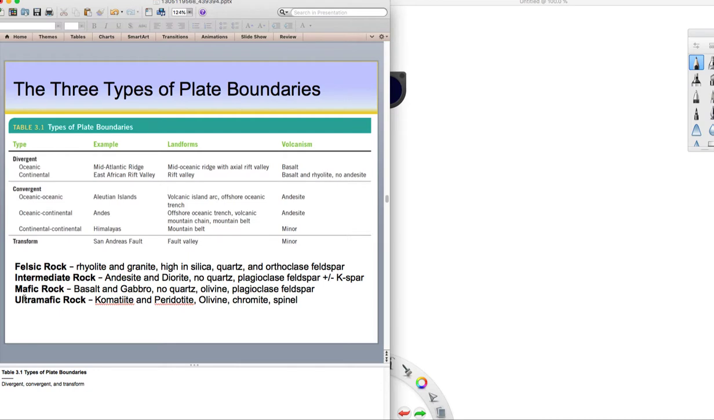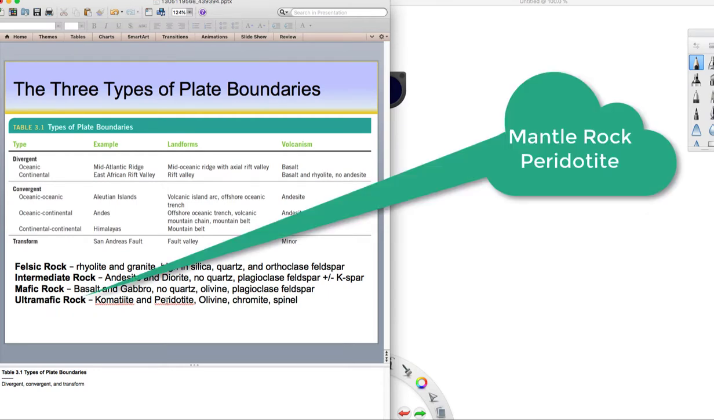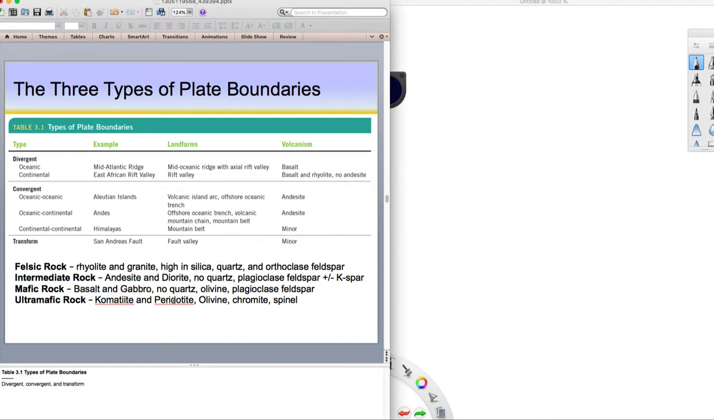Now, one more type of rock that I didn't mention up here is this ultramafic rock. So this is very rich in magnesium and iron, and this is the rock of the mantle. Usually it's peridotite, although in Earth's early history, in the Archean and earlier, we had some of this peridotite melt completely to produce komatiite lava. So we don't see these anymore because Earth is not hot enough.